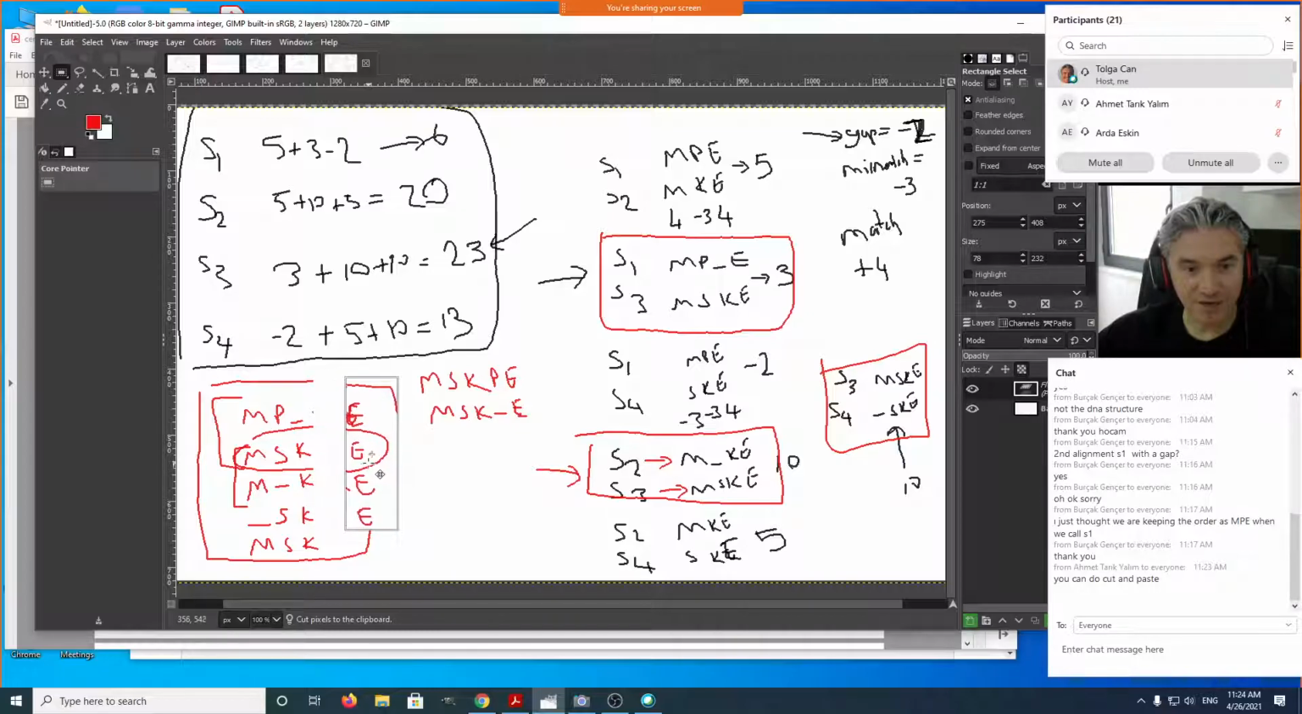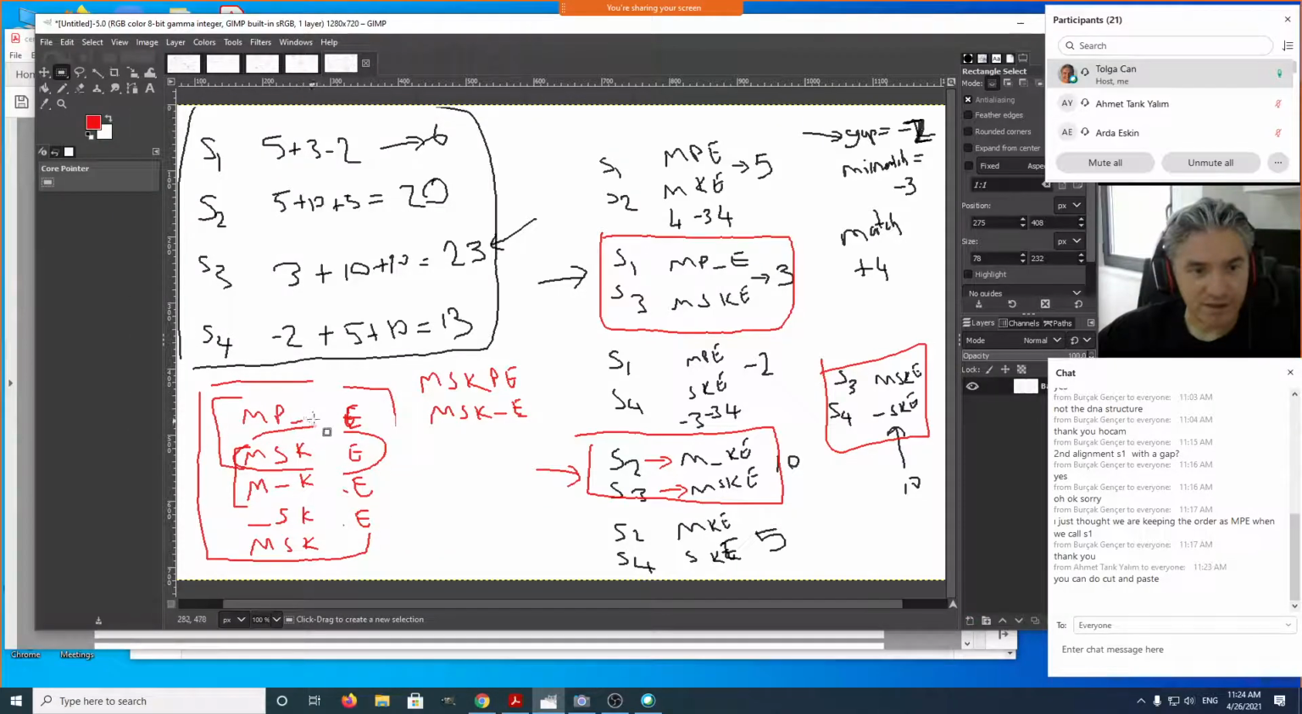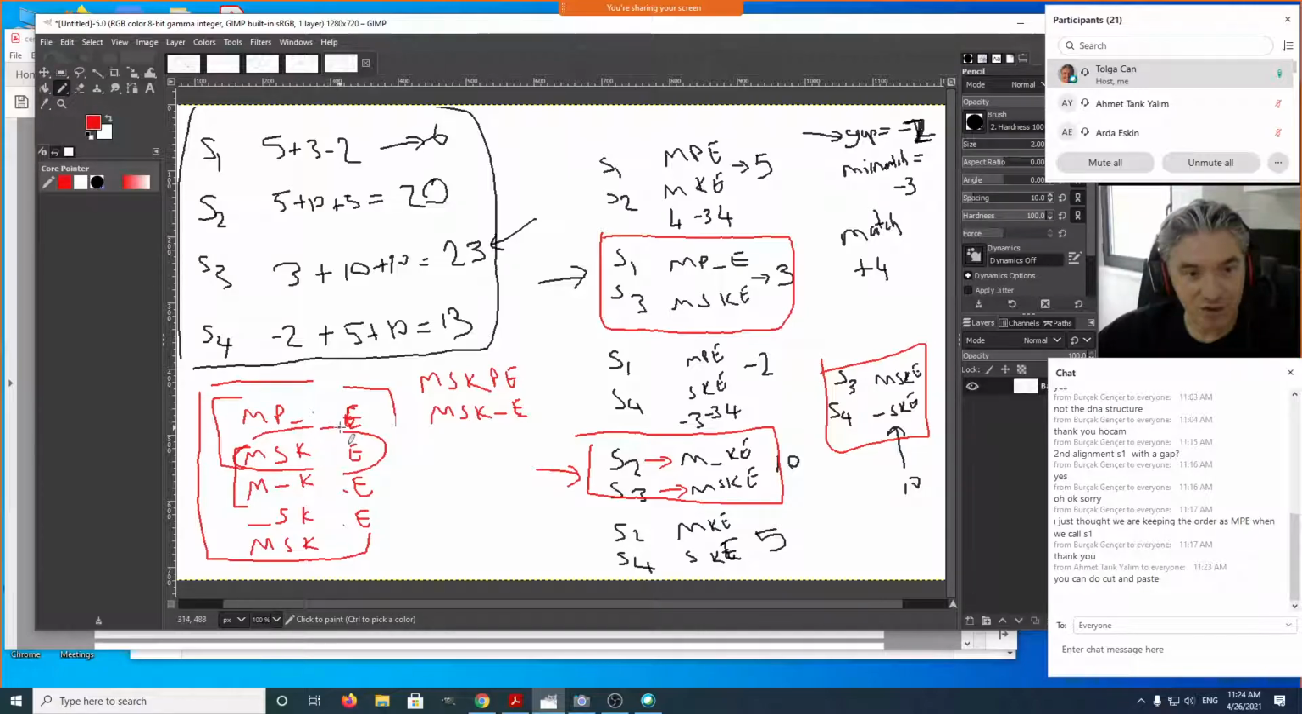We need to move the entire sequences here and flatten image, right. And introduce gaps. Let me get the pen again. Introduce gaps in all of them here against this P, and then add here. So this gap is introduced because this P was aligned against the gap in this fifth sequence. All right, so you see what we did?